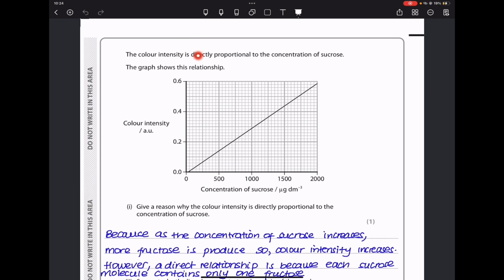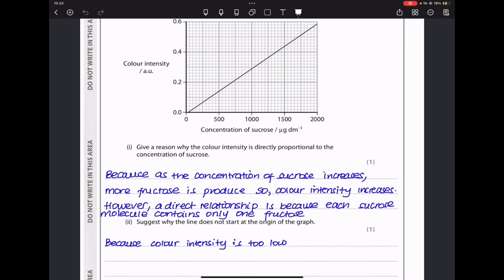They say the color intensity is directly proportional to the concentration of sucrose. The graph shows this relationship. So from this graph, we see the concentration of sucrose, as it increases, we see the color intensity increasing. And again, this is because if we have more sucrose, more fructose is going to be produced. The more the chemical binds onto the produced fructose, the more the intensity of the color observed.